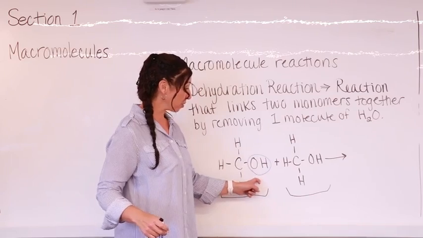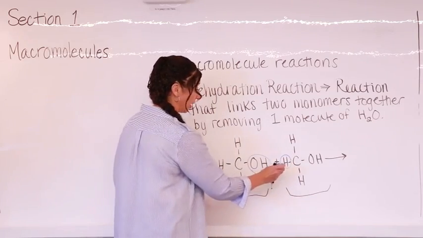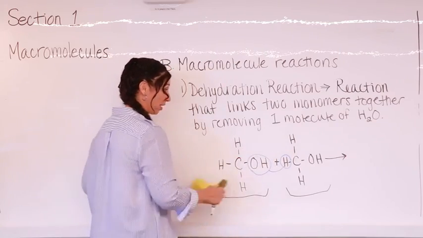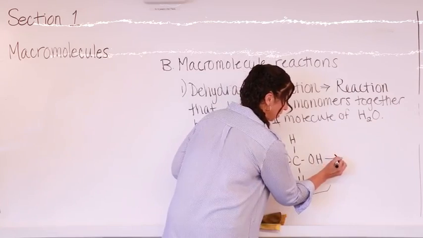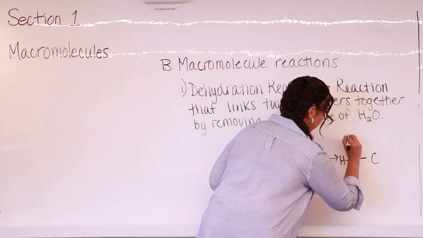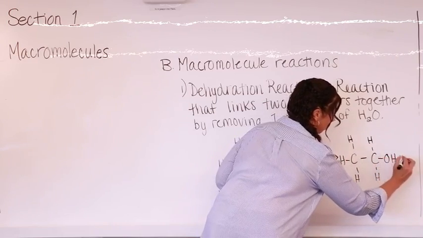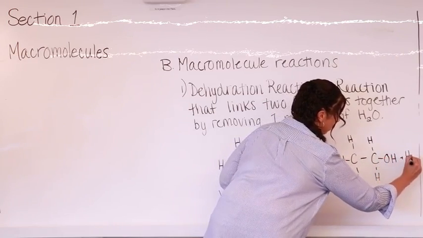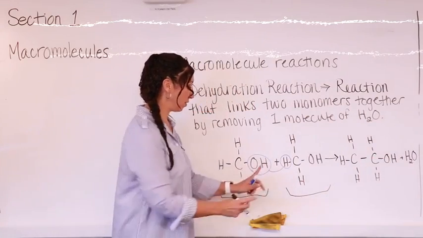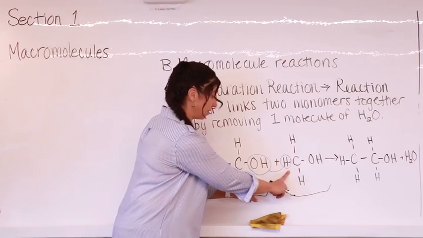So my OH group is actually going to react with this hydrogen, and these two are going to come together to create water. Now here's what it's going to look like as a product. I'm going to shorten this arrow just a bit. Okay, so now I'm going to have a 2-carbon chain with my hydrogens and my OH. And I'm also going to have water. That's my final product.